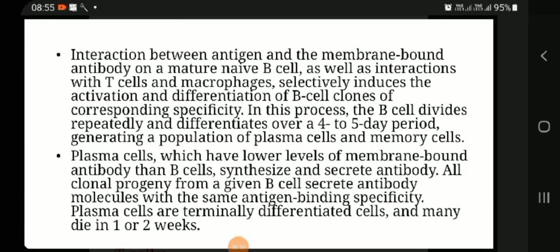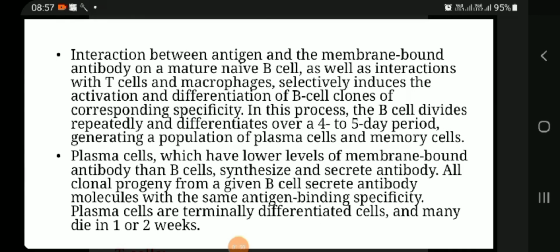When the B cell interacts with different types of antigens, it differentiates into new types of cells. When the naive B cell interacts with a new antigen, or with T cells and macrophages, it is selectively induced to activate and differentiate. In that process, the B cell divides repeatedly and differentiates over 4 to 5 days, generating a new population of cells, that is, plasma cells and memory cells. But this happens only when the naive B cell interacts with a new kind of antigen. Until it interacts with antigen, the naive B cell will not differentiate into plasma cells and memory cells.